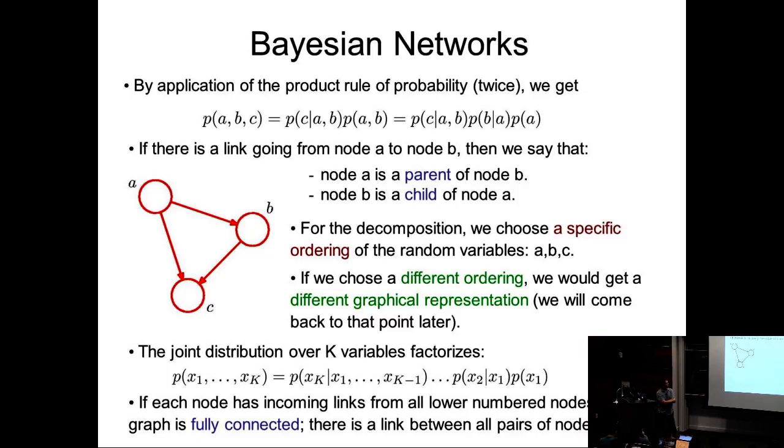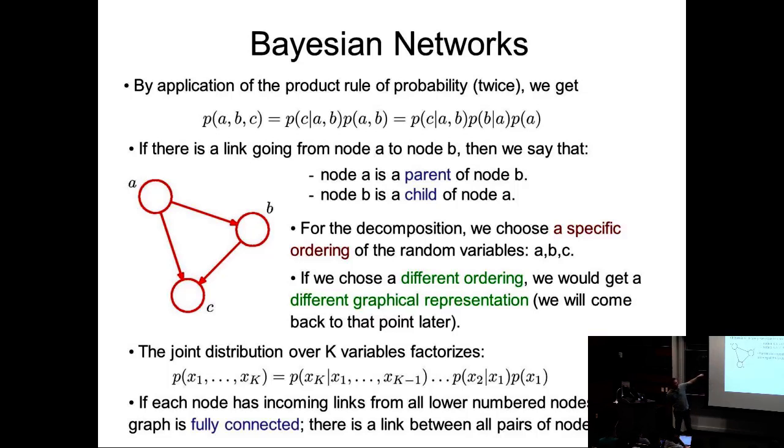Now, if there is a link going from node A to node B, then we say that A is a parent of node B. Obviously it makes sense, and node B is a child of node A. So typically when people talk about Bayesian networks or directed graphical models, you can say what your parents are and what the children are. And that's going to be important for us when we start defining inference algorithms and learning algorithms for these models.